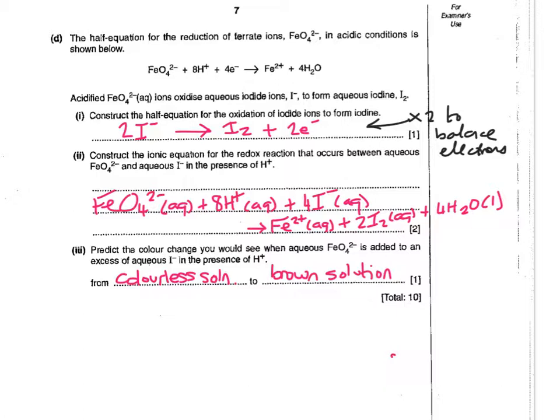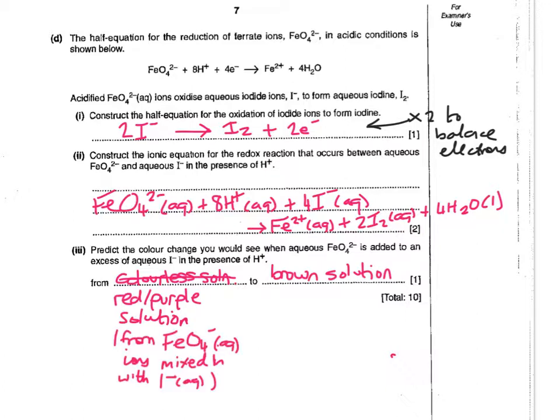I've just realised I'm going to change my mind on that, because although iodide is colourless, the question itself said that the ferrate ion, the sodium ferrate, is a red-purple coloured substance. But the part that's really important is the brown solution. So I put a little footnote there just to explain what I meant.